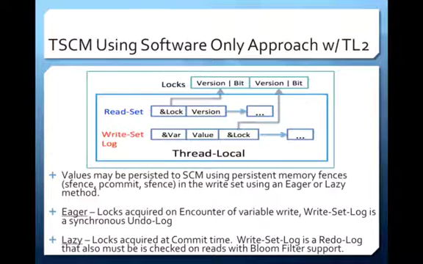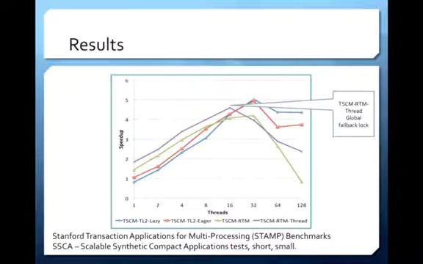In a lazy mode, the locks are acquired only at commit time. So the write set is built in an auxiliary part of the memory, and this is similar to a redo log. At the end of the transaction, the redo log makes sure that no values have changed, and it rewrites the values. Reads have to consult the write set to make sure they have the latest values.